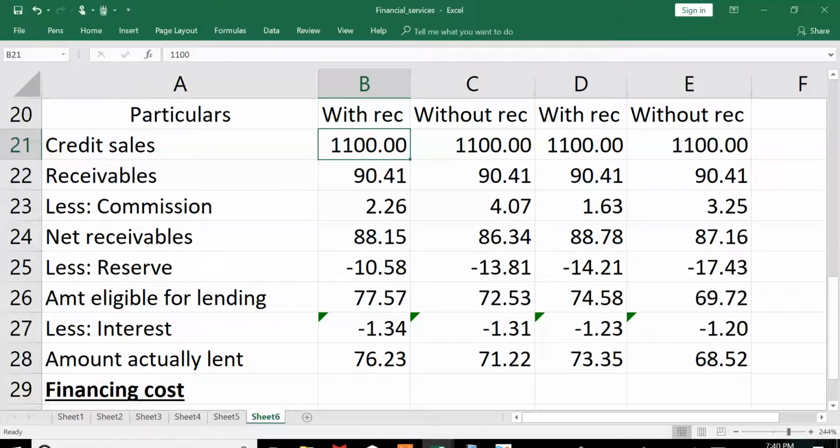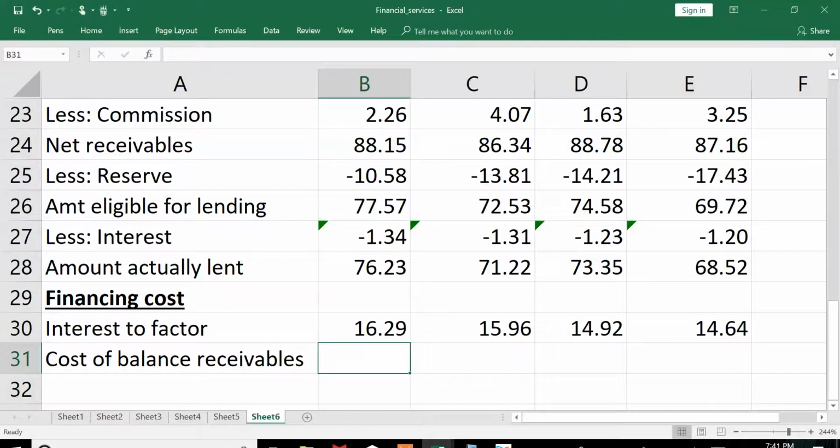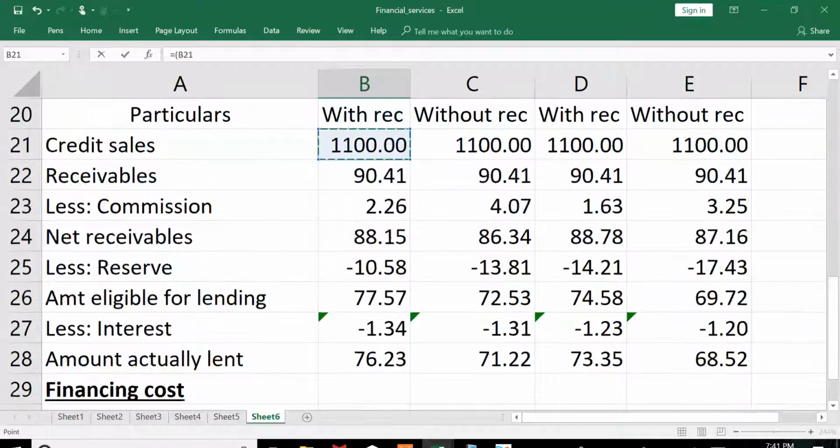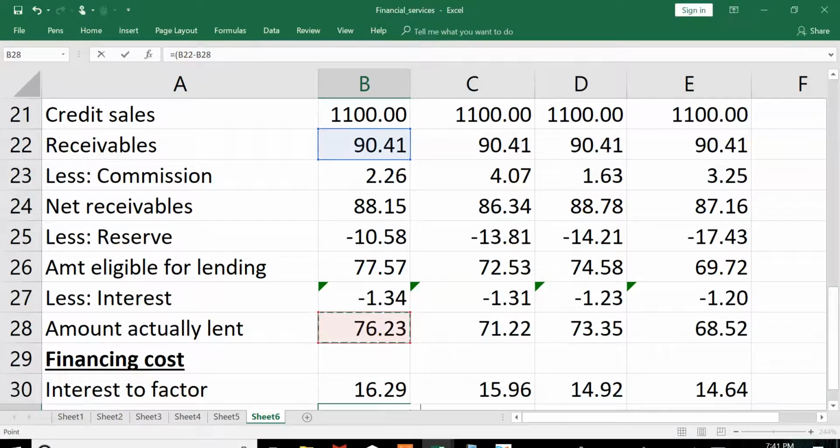Till now I never discussed this because they had never given a cost of long-term fund and a cost of a bank fund. What is the cost of a bank fund? Bank loan, what is the cost? 13%. And long-term fund? 15%. So the balance money is going to be like this. Balance receivables, which is 90.41 minus 76.23. This is a revolving amount which will be there throughout the year.